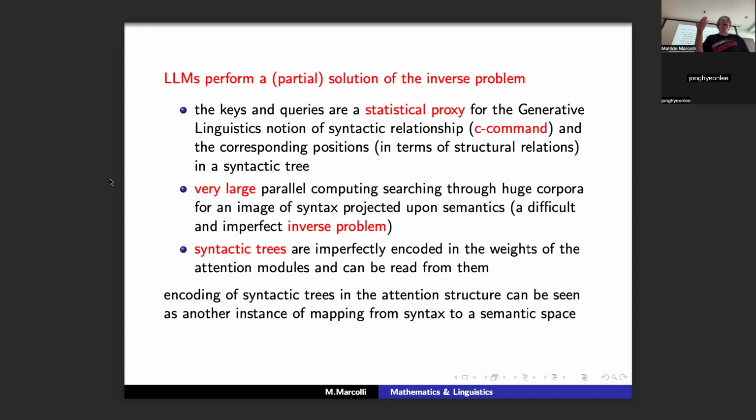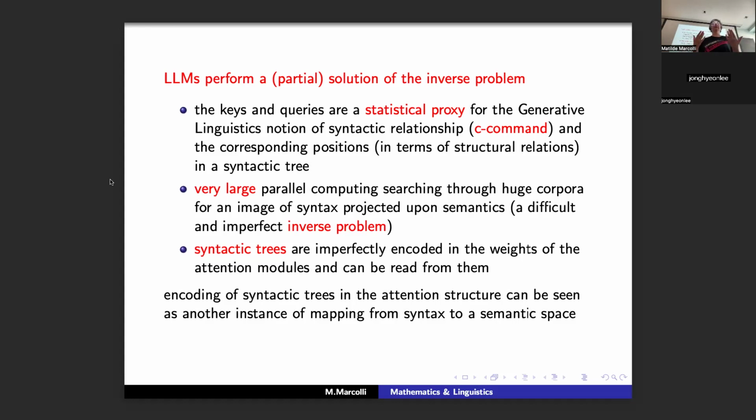So, a working hypothesis that seems reasonable to assume is that what a large language model is doing is to perform a partial, as far as we know, and understanding exactly the boundaries of the question is part of the question, solution to an inverse problem. And of course, inverse problems are incredibly hard to solve in general. The inverse problem is coming from the fact that you have a certain statistical proxy for syntactic relationships that exist in the structure of language.